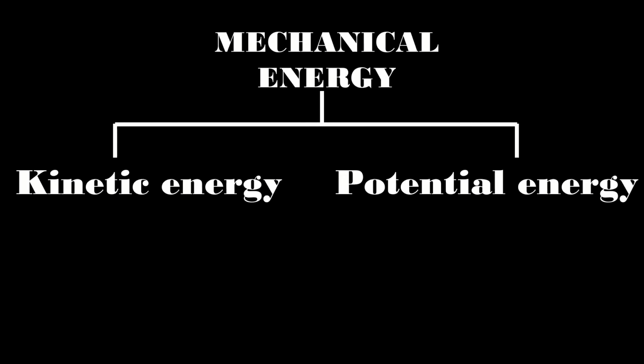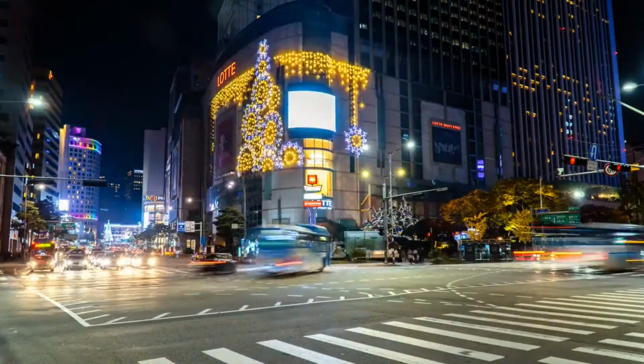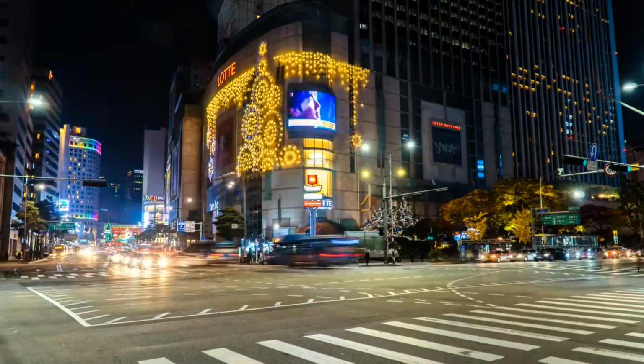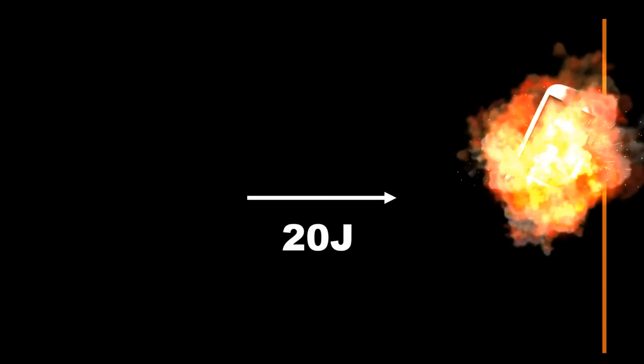First, let's see what kinetic energy is. The energy possessed by an object due to its motion is known as kinetic energy. Now it is clear that any moving object has kinetic energy. If you throw your phone, which you will not do, it will have kinetic energy. That kinetic energy is what destroys the phone once it collides somewhere.